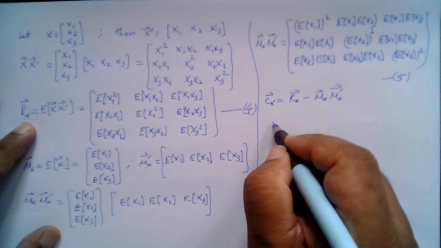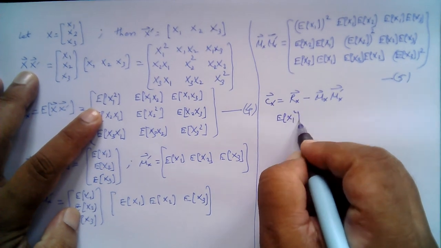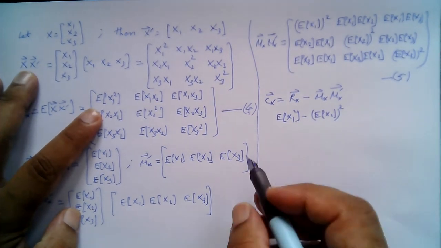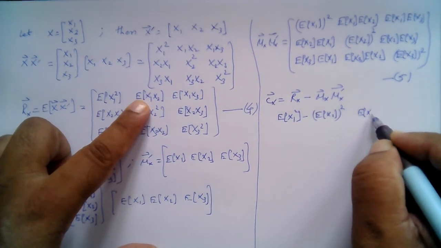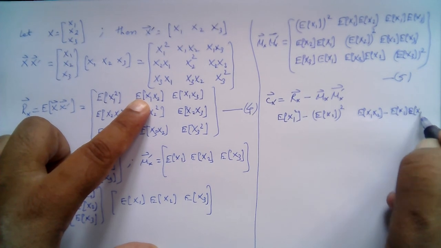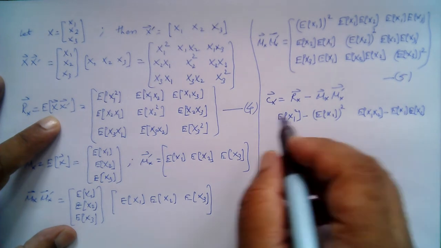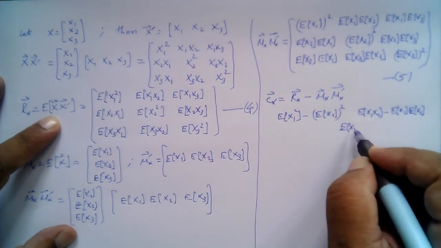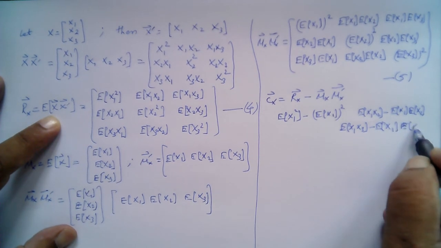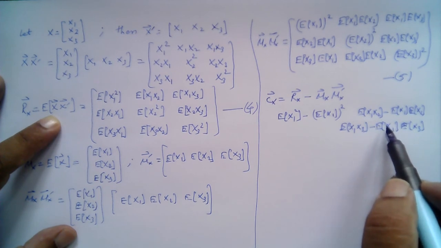So this will be given by, for example, expected value of the first entry, expected value of x1 square minus square of this expected value of x1, and this is square, right? And then the second entry, expected value of x1, x2 minus the product of expected value of x1 and expected value of x2. Right, and the third entry in the same row will be expected value of x1, x3 minus expected value of x1 multiplied by expected value of x3. So these are the three entries. Due to lack of space, I have written it down here, right? But these are the three entries of the first row of this covariance matrix, right?